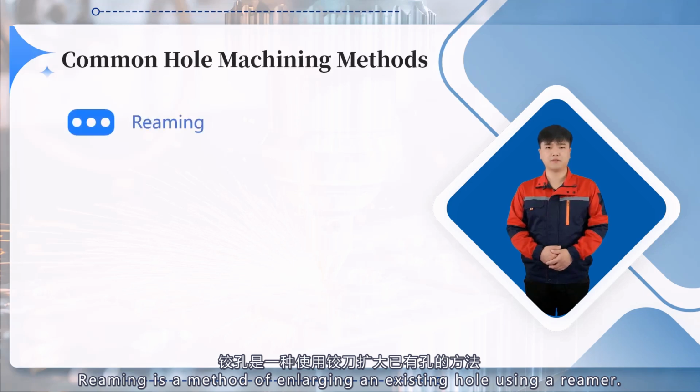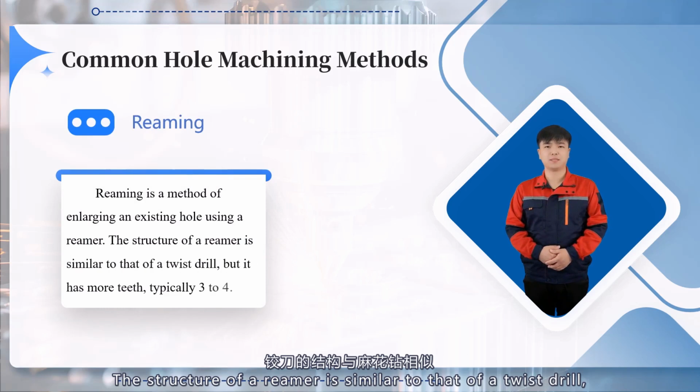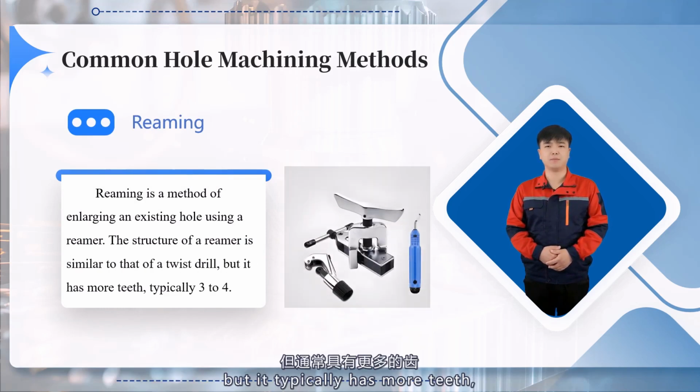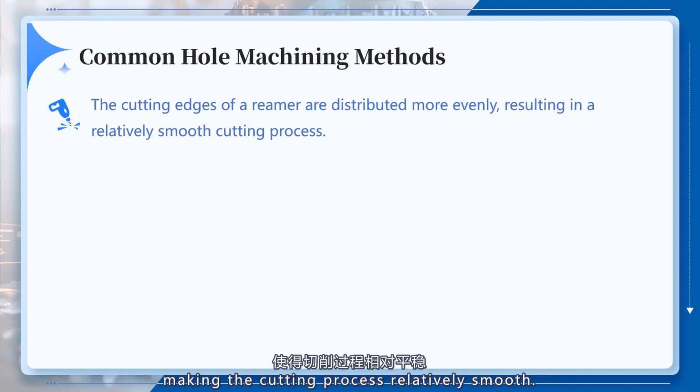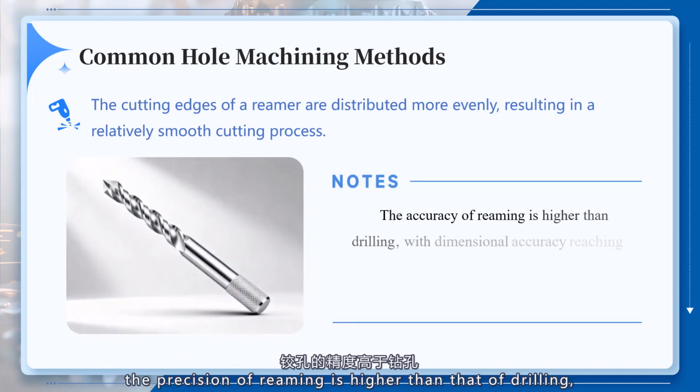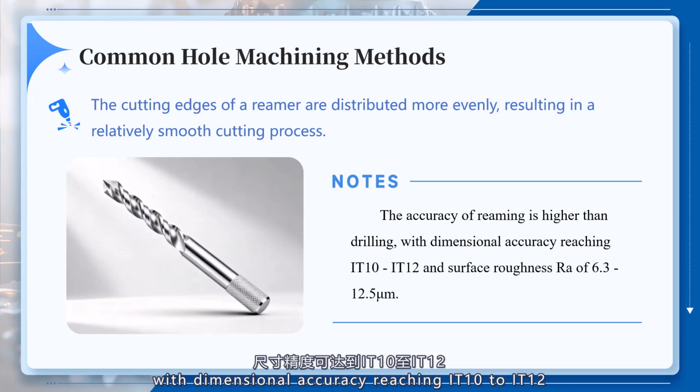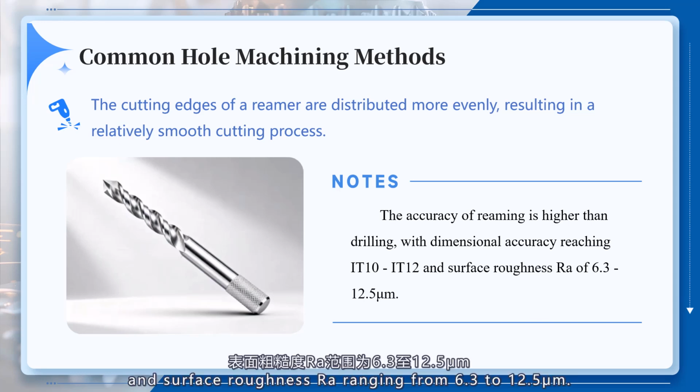Reaming is a method of enlarging an existing hole using a reamer. The structure of a reamer is similar to that of a twist drill, but it typically has more teeth, usually 3 to 4. The cutting edges of a reamer are distributed more evenly, making the cutting process relatively smooth. Therefore, the precision of reaming is higher than that of drilling, with dimensional accuracy reaching IT10 to IT12 and surface roughness Ra ranging from 6.3 to 12.5 micrometers.